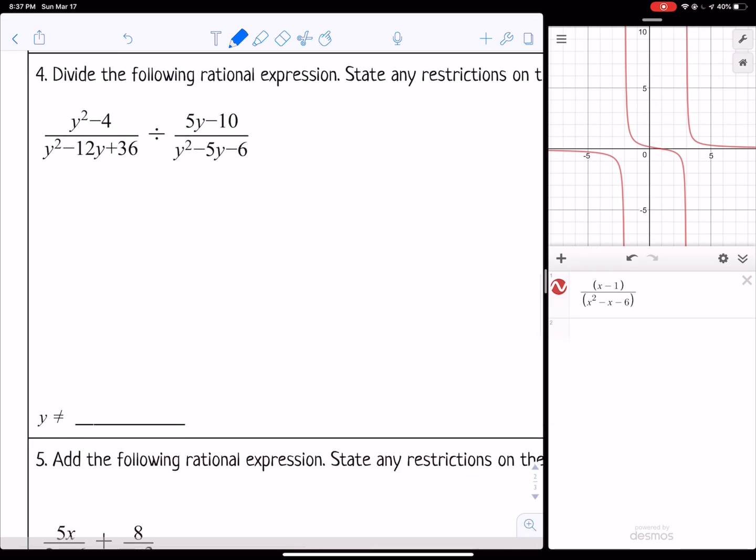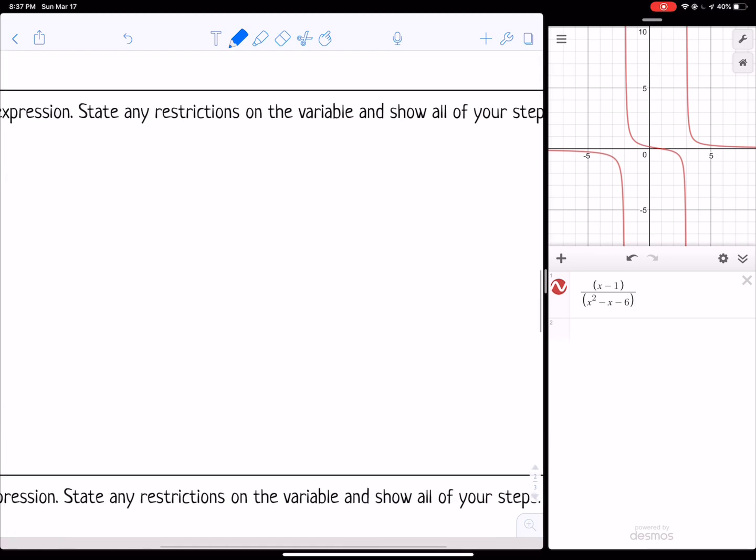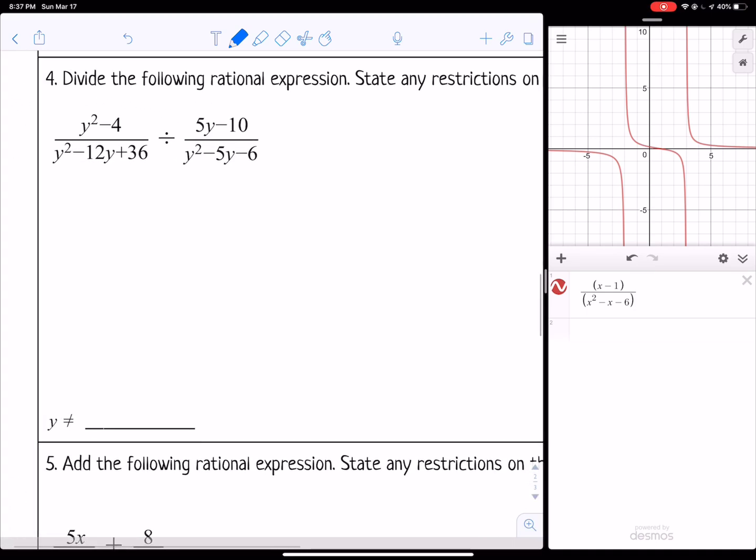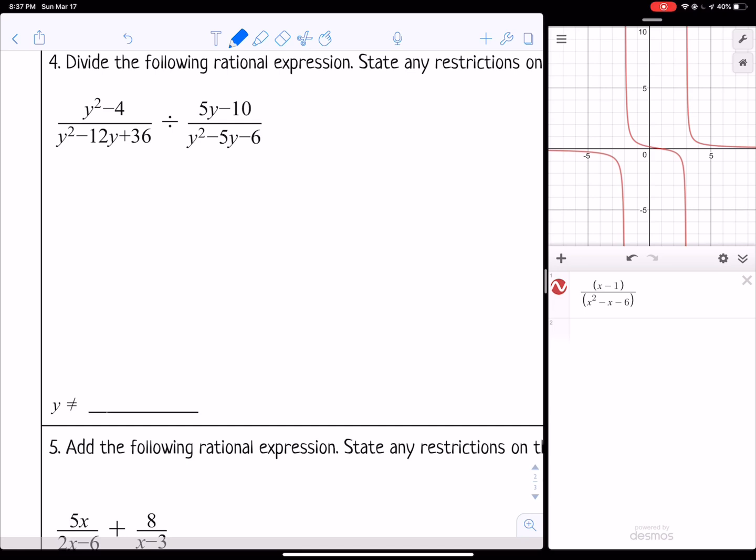Number 4 is divide the following rational expressions, state any restrictions on the variable, and show all of my steps. So remember, we're going to keep it, change it, flip it, or multiply the first fraction by the reciprocal of the second one. So this turns it into multiplying. So this is where you need to keep it, change it, flip it. Meaning keep the first fraction the way it is, but factor it out.